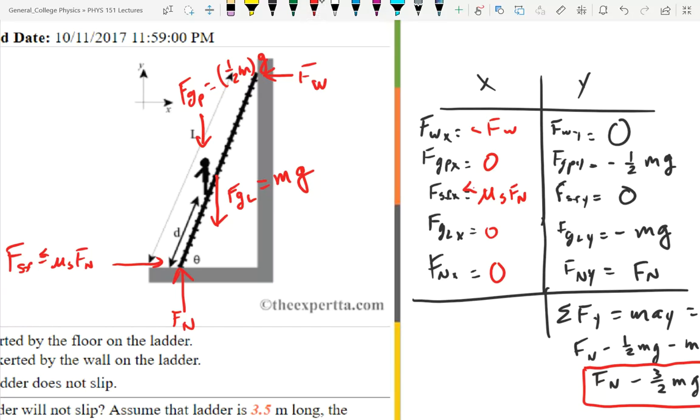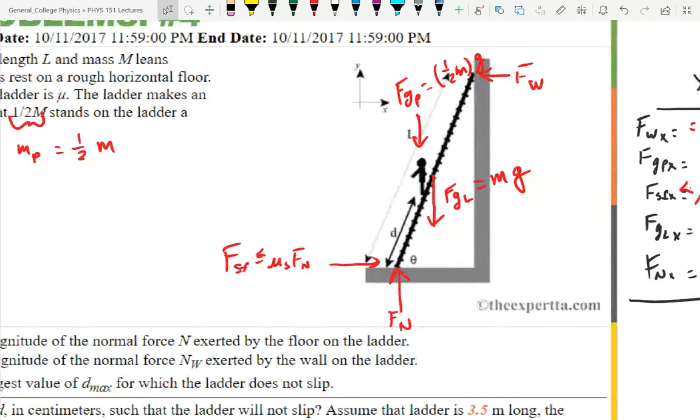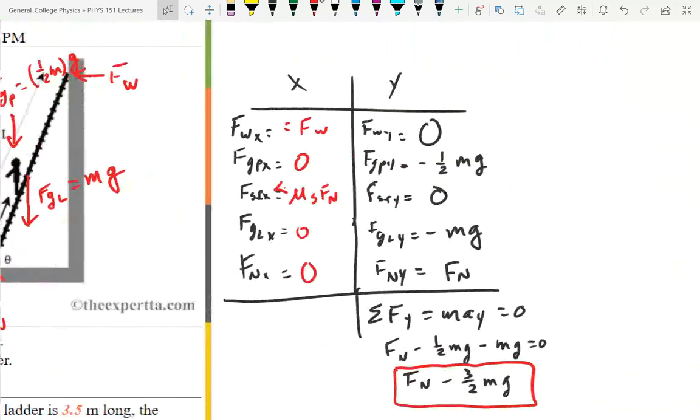I don't have a possible answer for the force of the wall because my force of static friction, I only know it's got to be less than mu s times force normal. And the problem did say that it wants an expression for the magnitude of the normal force the wall exerts on the ladder, not what's the maximum it could exert. So I'm going to have to do something more.